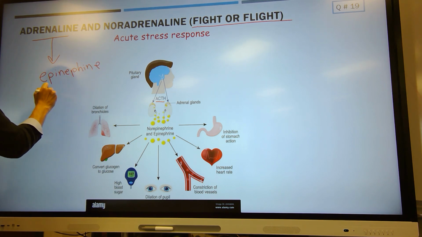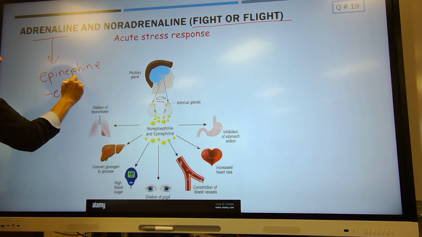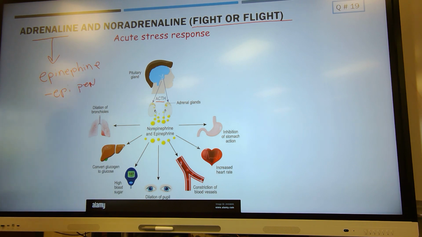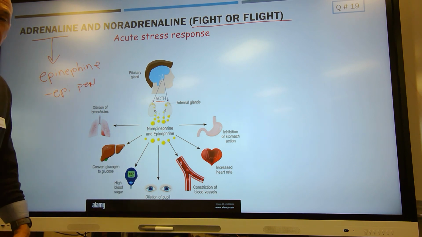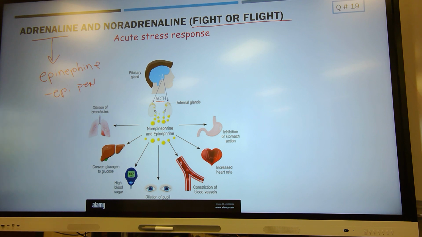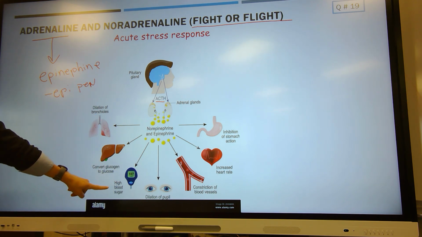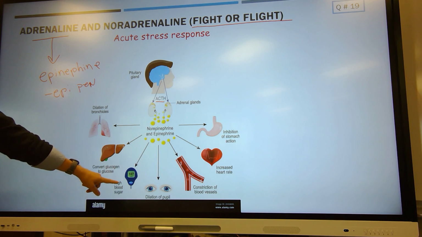is also what is in the EpiPen. So if you have anaphylaxis because you are allergic to peanuts and your airways start to constrict, you take a shot from the EpiPen, which is adrenaline, that dilates the bronchioles so you do not suffocate. Glycogen gets converted to glucose for energy. That bumps up your blood sugar.